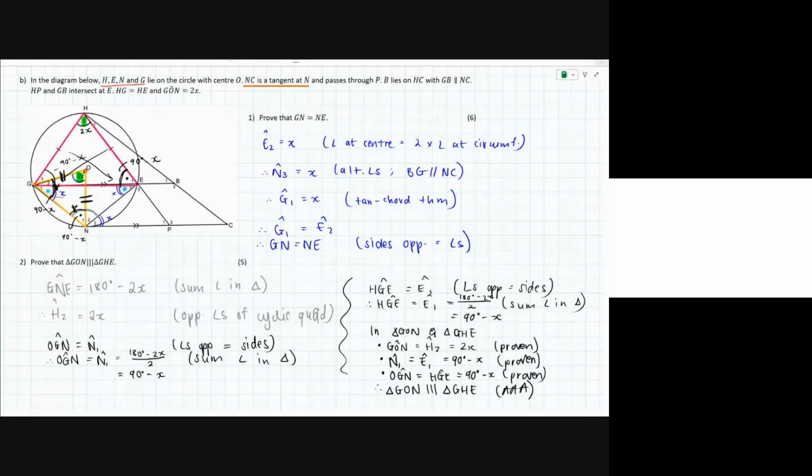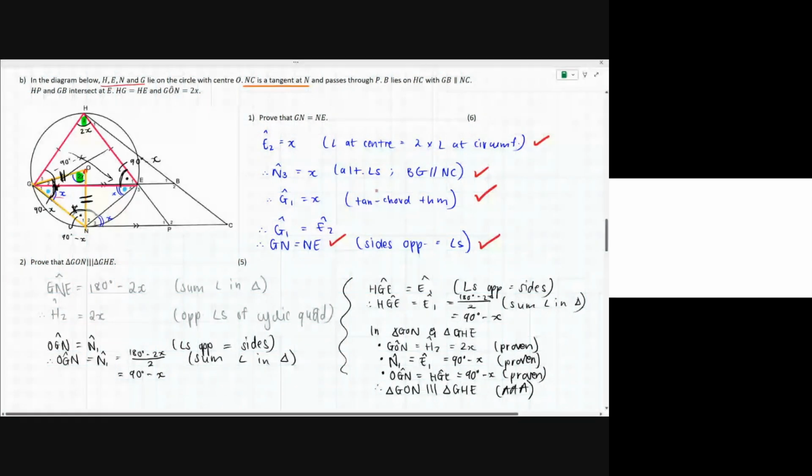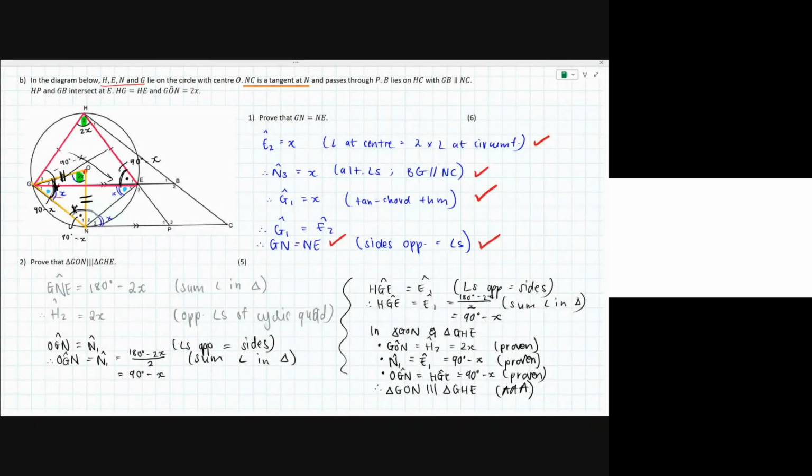So for the first one, that was 6 marks. It was getting angle E2, angle N3, your tan chord theorem, and then therefore saying that they are equal to each other with your reason. That's 5 marks. This was 6, so generally speaking, senior reasons often get a mark for statement and reason. You've got angle at center and you've got tan chord theorem. Tan chord theorem is the more recent one, so you'd probably get a second mark there. So they're your 6 marks.